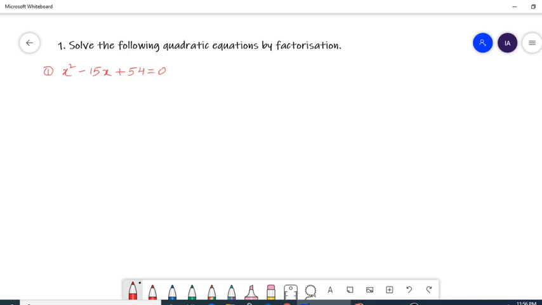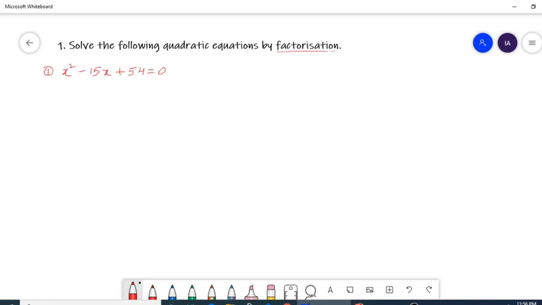In this chapter, we shall discuss the factorization method to solve quadratic equations. We will discuss the formula method to solve quadratic equations. As well, we will discuss the completing square method to solve quadratic equations. So in this chapter, you will learn three methods to solve any quadratic equation. Now, the first method which we are going to discuss here is the factorization method.